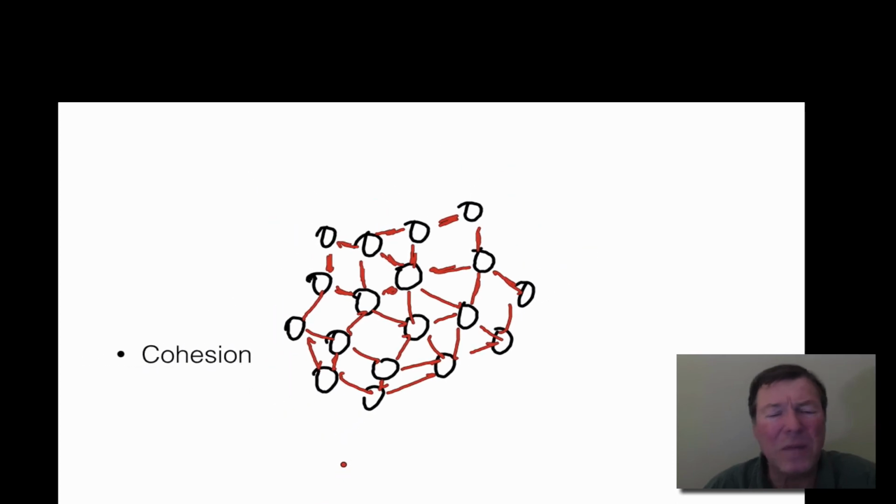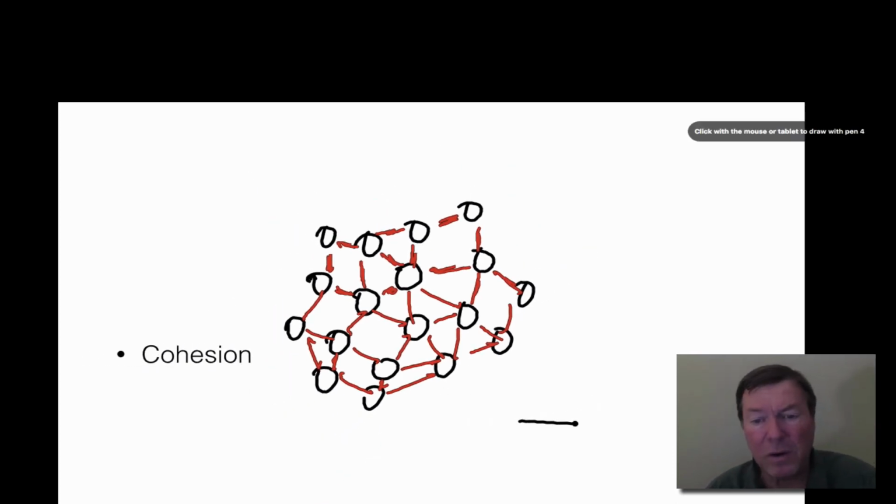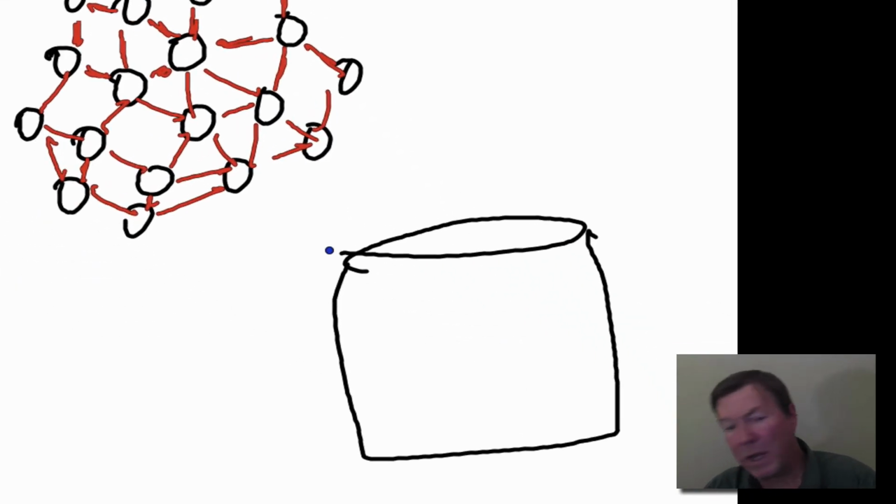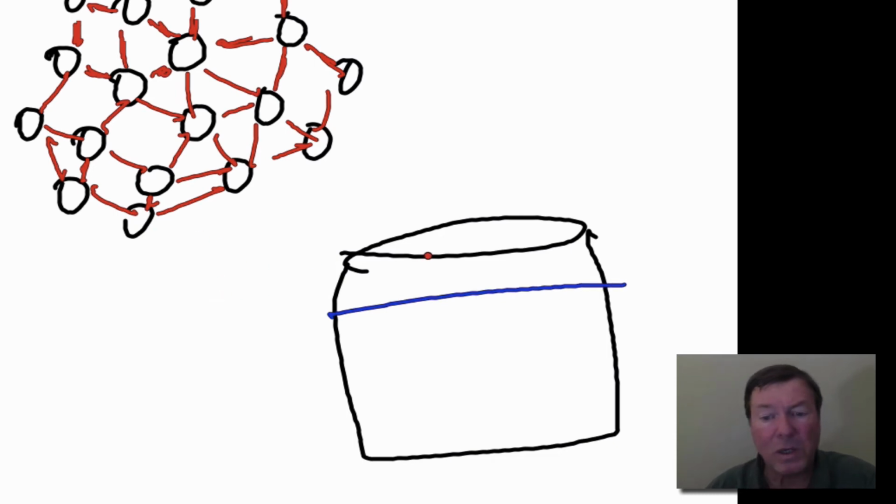And you've probably done this. We're going to do it in class, where you can take a cup of water and float a paper clip or something light, a piece of metal, which should sink. You can float a paper clip on top of it, and it will stay on top of the water. It's why the little water strider bugs are able to walk across the water.